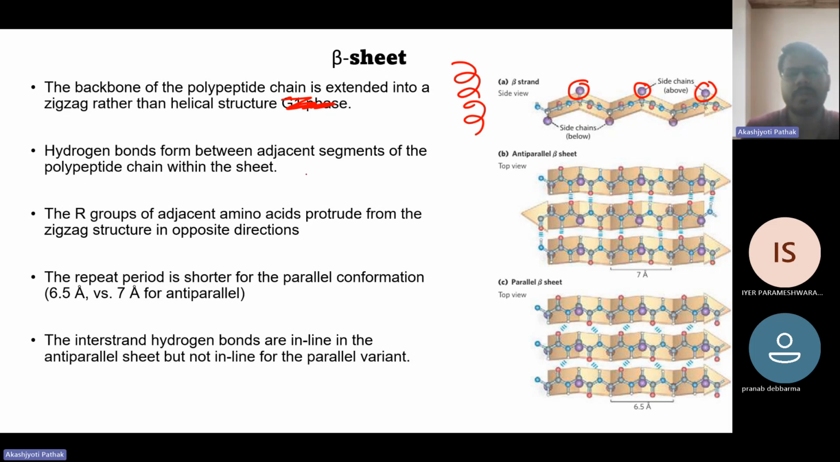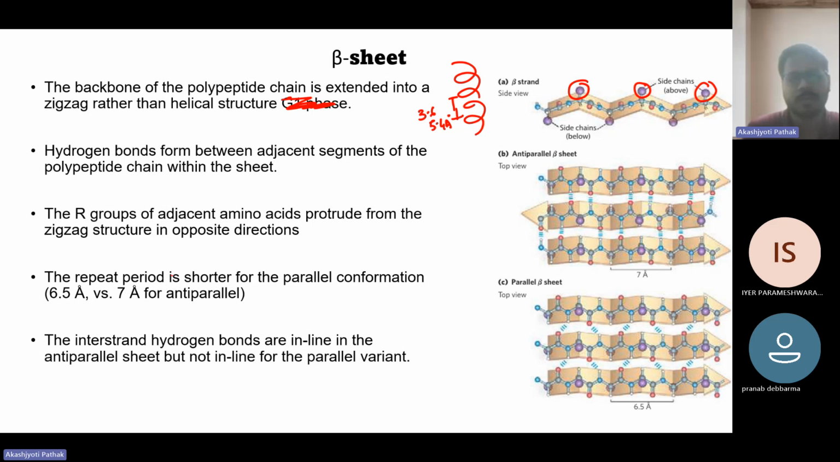And the repeat period. So in the alpha helix, what was the repeat period? It was 3.6 amino acid residues, right? Or it was 5.4 angstrom. So in around one turn, 3.6 amino acid residues were present, or it was 5.4 angstrom.